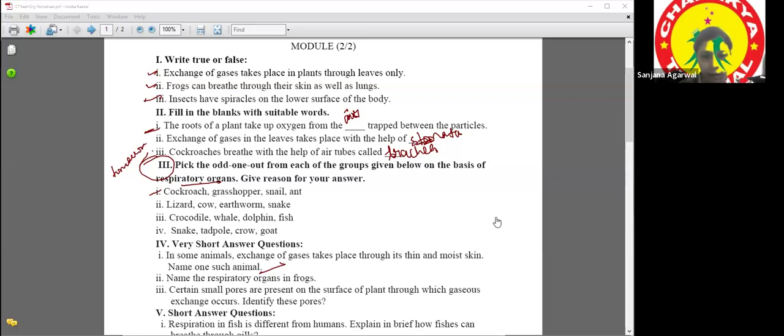Next, certain small pores are present on the surface of plants through which gaseous exchange occurs. Identify these. These pores are known as stomata, stomatal openings.